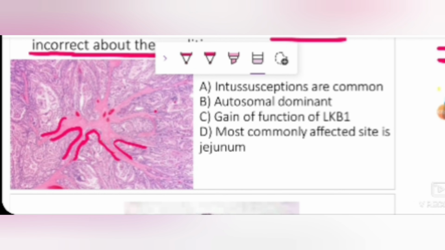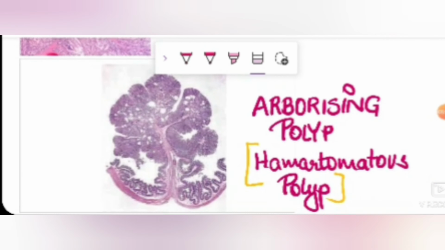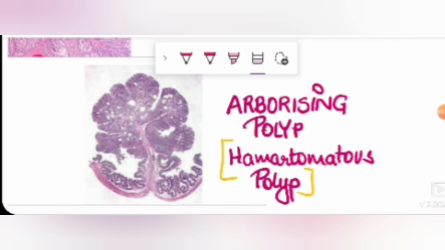So see it without the labelings, because that is how you'll get it in the exam. This is the arborising pattern that you notice. You know what a simpler image would have been? Let me teach you about it, and then I'll come back to these questions. So this would have been a very characteristic polyp if they would have given you a characteristic photo. So this is the one that you have to know. See, it looks like a tree. It looks like a tree, as the name suggests.